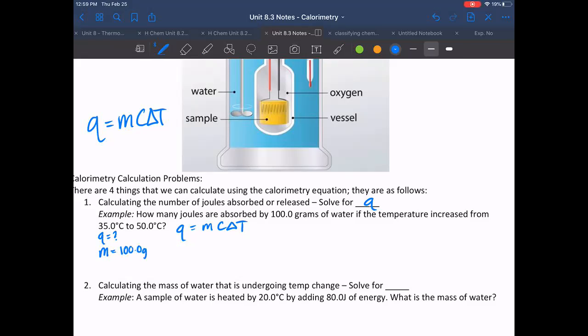All right. What is C? 4.18. Anyone remember the units? Look at you guys go. All right. And the last thing we need is delta T. So what is our final minus initial temp? 50 is the final, minus 35.